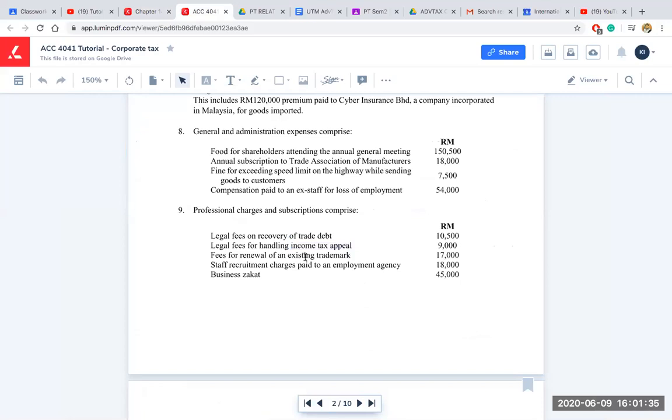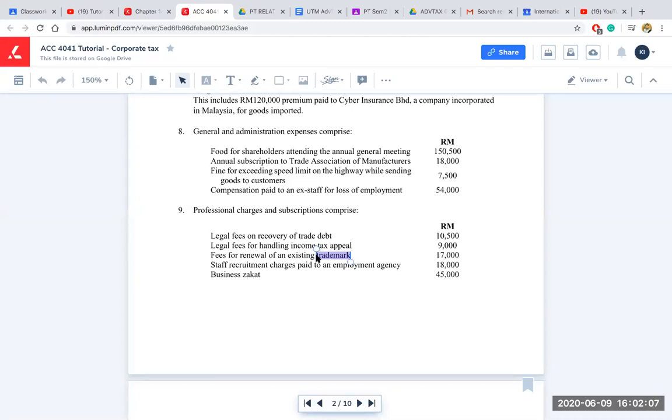renewal. See? It says renewal of trademark. Generally, a trademark is capital in nature. Why is it capital? Because once you get a trademark, it's not for 1 year. It's for a certain number of years, maybe 5 years or 10 years. And if you want to renew your trademark, to continue using the same trademark, then you have to pay a renewal fee. So the first time, the trademark is capital in nature. But when it comes to renewal of your existing trademark, it's deductible.